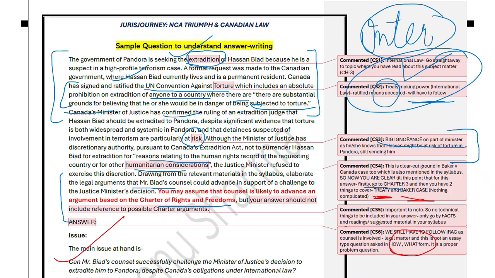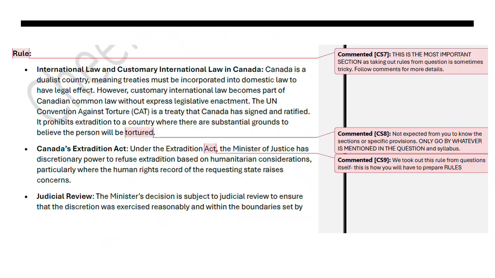So the issue is, can Mr. Biad's counsel successfully challenge the Minister of Justice's decision to extradite him to Pandora despite Canada's obligations under international law? Or you can make it simpler, so you can put a question mark here. So until here, your issue is also sufficient. So one issue straight. Now coming to rule.